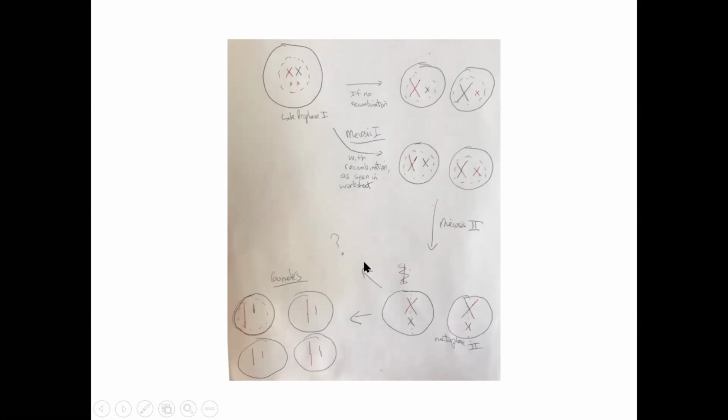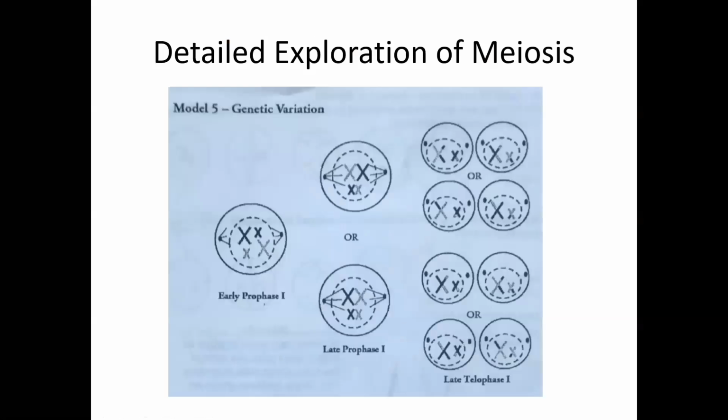And that's what I put here. What I'd like you to do is switch these around, and maybe switch one of these around, and then see what the products are. And you'll see that the products are different. So how these sister chromatids line up here is going to affect the final product over here. Okay, so that is model 2.